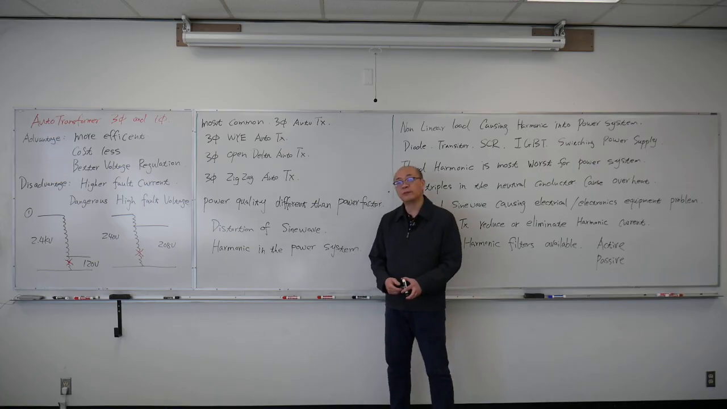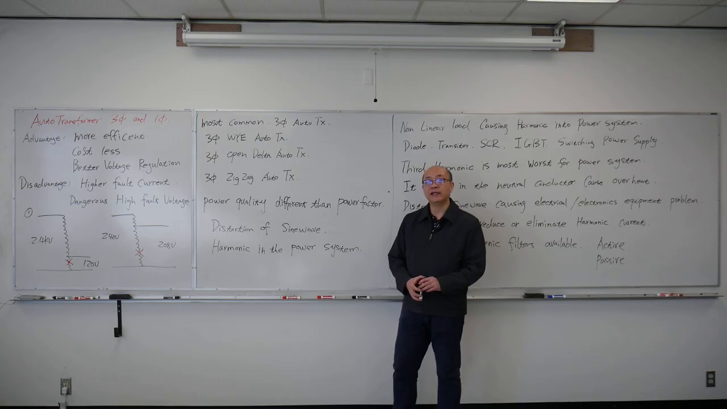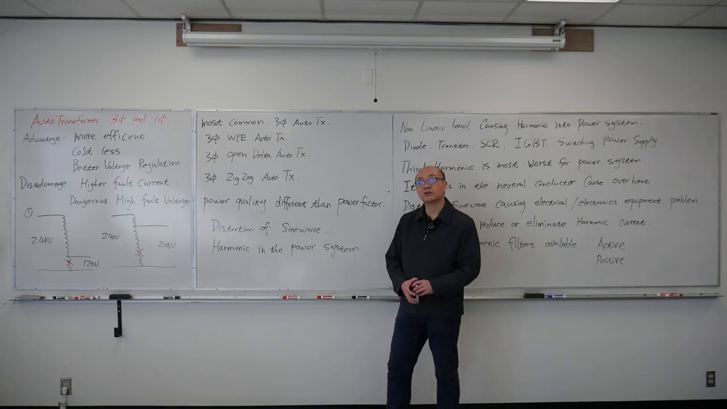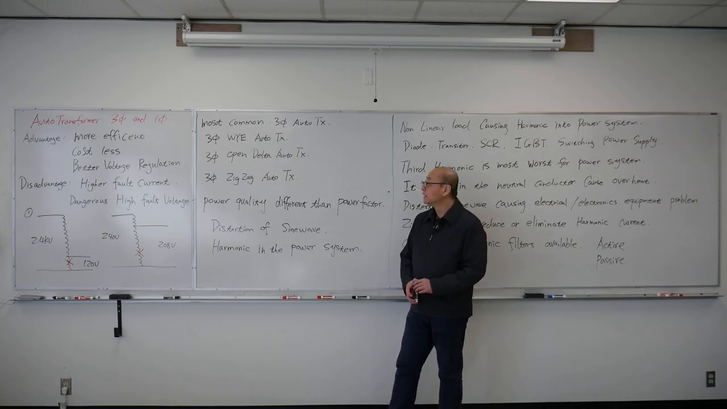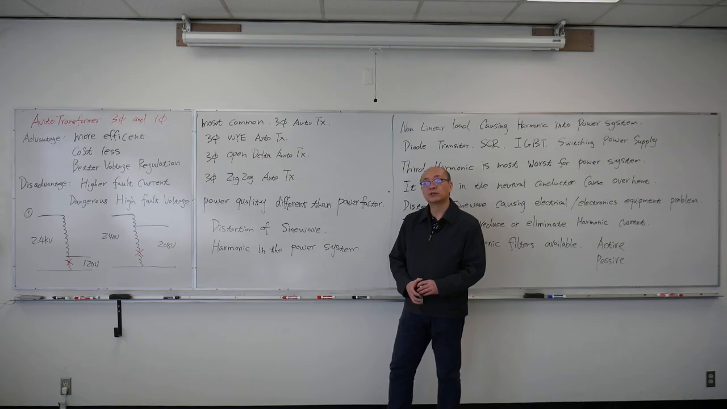In three-phase auto transformers, we're going to mainly cover three types. One is the three-phase Y auto transformer, usually used for starting large three-phase motors. Then we have the three-phase open delta auto transformer, usually used for starting smaller three-phase motors. Compared to the three-phase Y auto transformer, it uses one less transformer, so it costs less. The third one is called the three-phase zigzag auto transformer. Its main purpose is to reduce the harmonic effect in the power system.